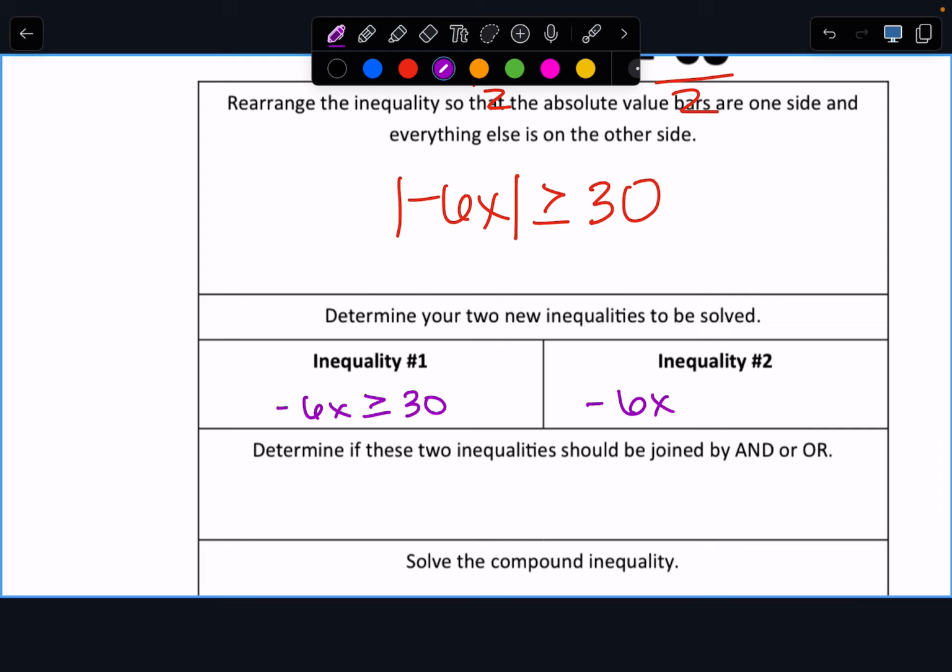The second one, negative 6x, flip the sign, flip the sign. I'm hearing ands and ors. If the absolute value is greater than 30, I really hope you hear me in your head when you're doing your homework tonight. When I'm saying greater than. What? Oh, yeah, it's warm.